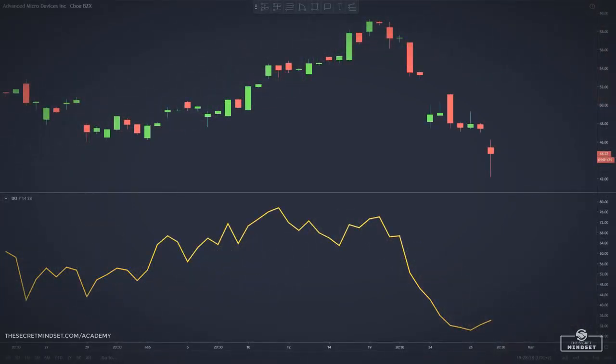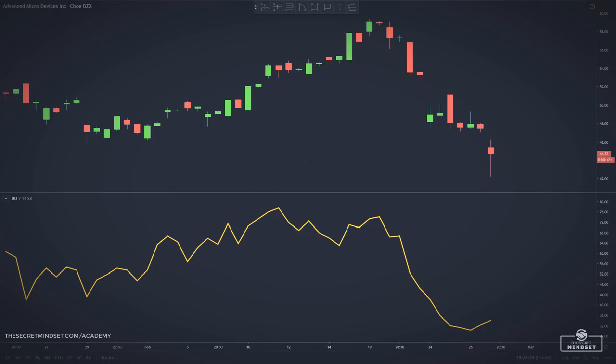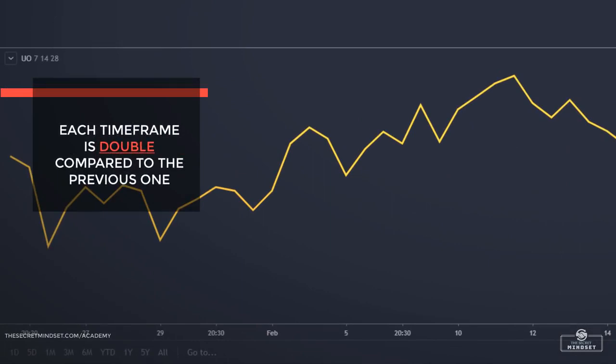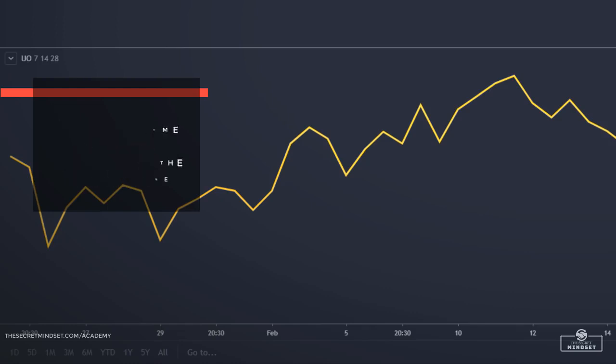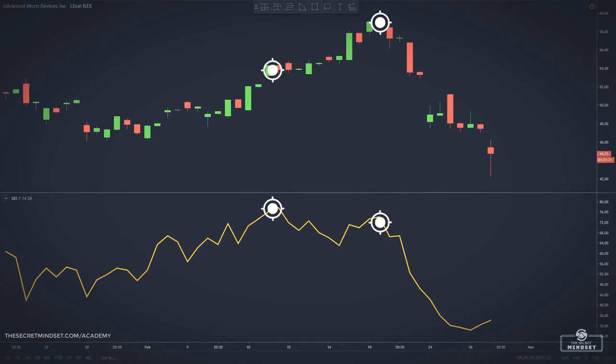The ultimate oscillator measures momentum for 3 distinct timeframes. The second timeframe is double compared to the first, and the third timeframe is double compared to the second. Even though the shortest timeframe carries the most weight, the longest timeframe is not ignored, which should reduce the number of false divergences. This is important because the basic buy signal is based on a bullish divergence, and the basic sell signal is based on a bearish divergence.